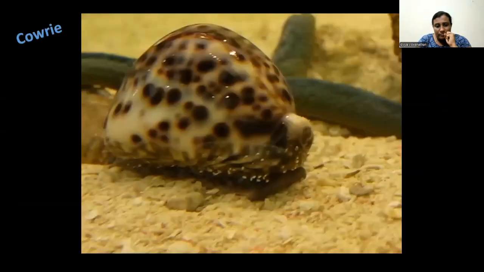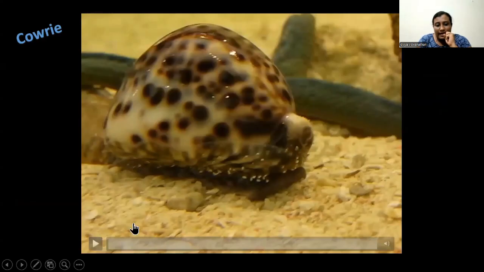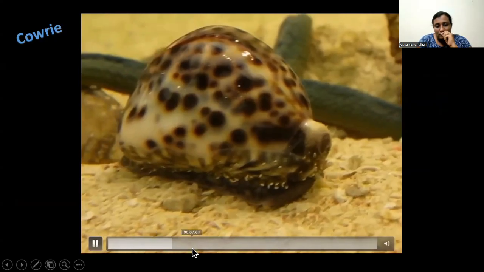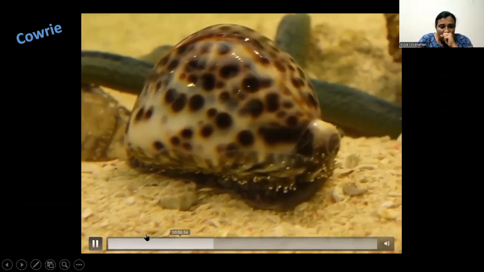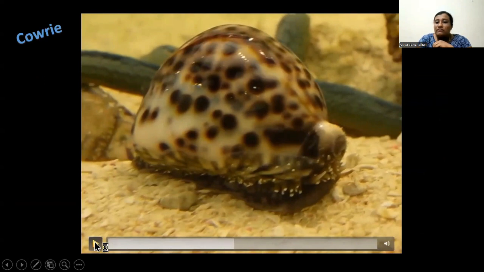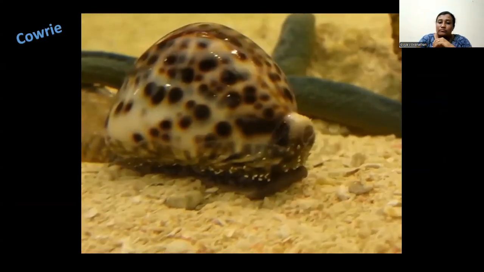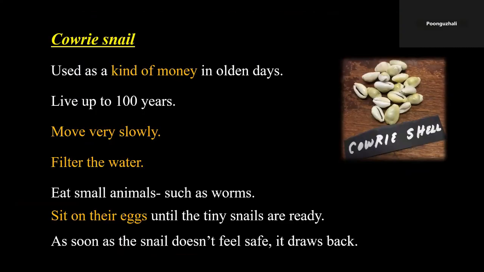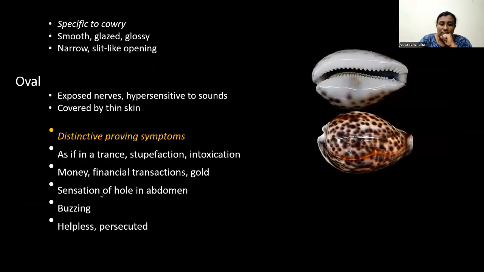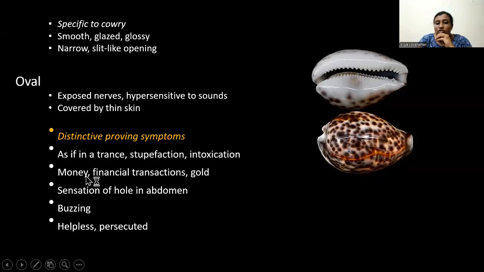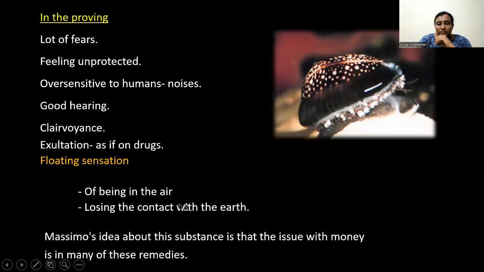This is Aporrhais atlantica. See how big a shell it is carrying on it. In olden days, these cowrie shells were used as coins. So these people speak more about money issues. This was used as money in olden days. See, in distinctive provings, money, financial transactions, gold, all these things are arranged in the provings.